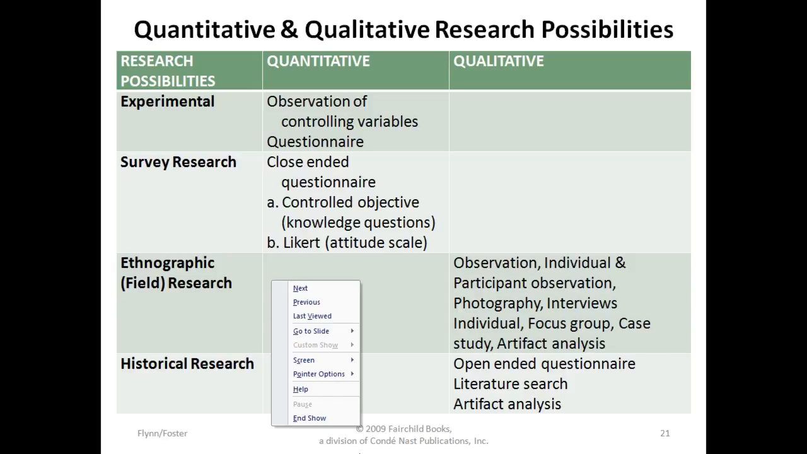The last slide just looks at quantitative versus qualitative research, some different possibilities of types of studies you could do. So with quantitative research, it's pretty much questionnaires that are used there, or you can do actual experiments where you're controlling certain variables. And then with qualitative research, you can do either the side of historical or ethnographic. Historical would be more like an open-ended questionnaire where you're talking with people from a historic period. You could do a literature review search or artifact analysis.